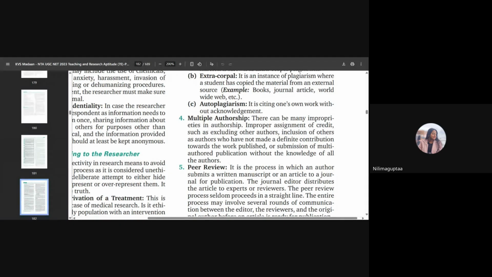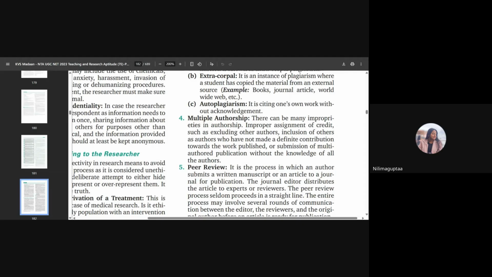Okay. Then comes multiple authorship. This can be many improper authorities or authorship. Okay, improper assignments of credit, such as excluding other authors. Yesterday I told you, if there are 10 authors, you can just write one person's name and et al., that means all others. But then we are not including all 10 authors because we might not like somebody, or there might be any reason if we know them personally or whatever it is. So excluding some authors, including some authors, okay, who have not made any contribution but still, and all those things.